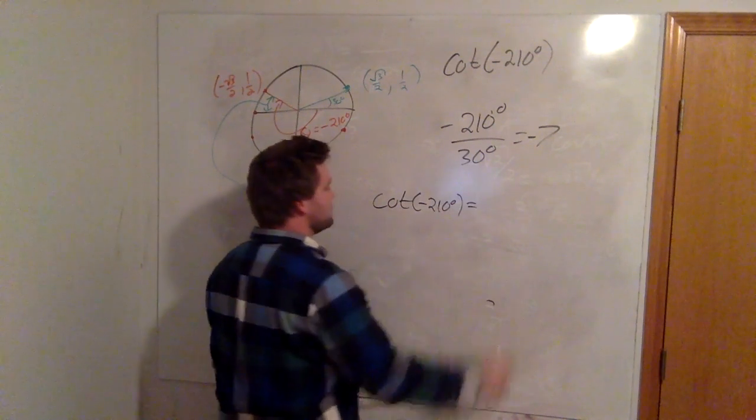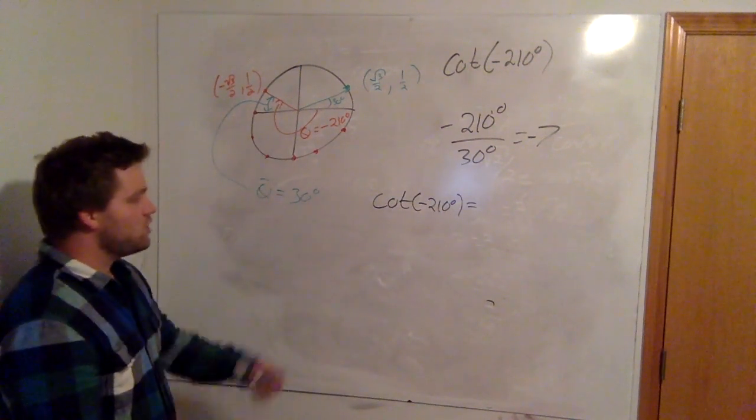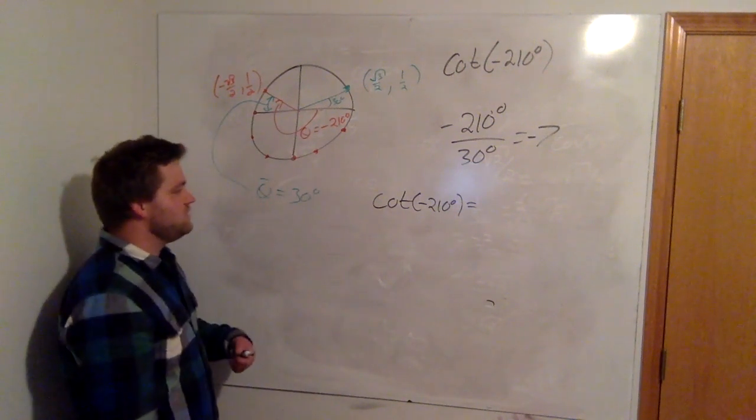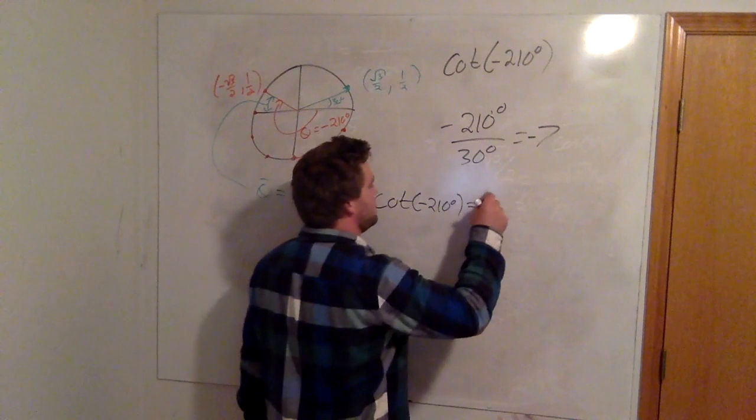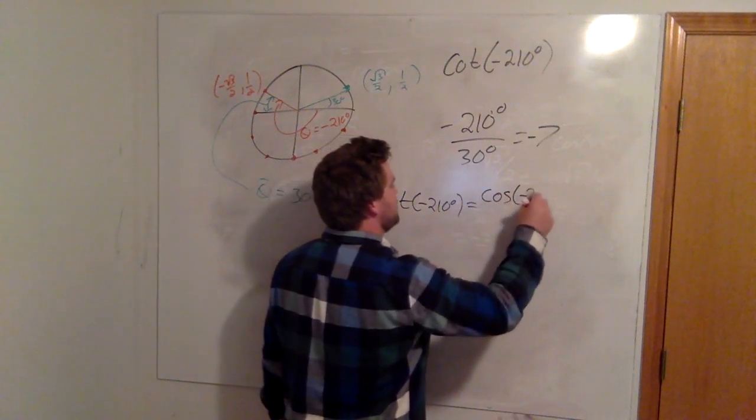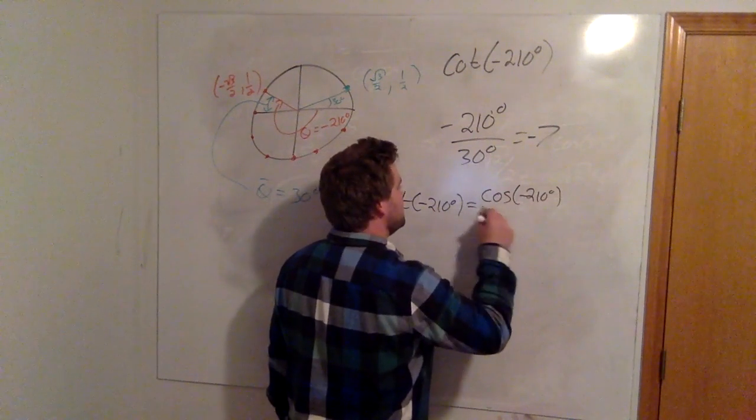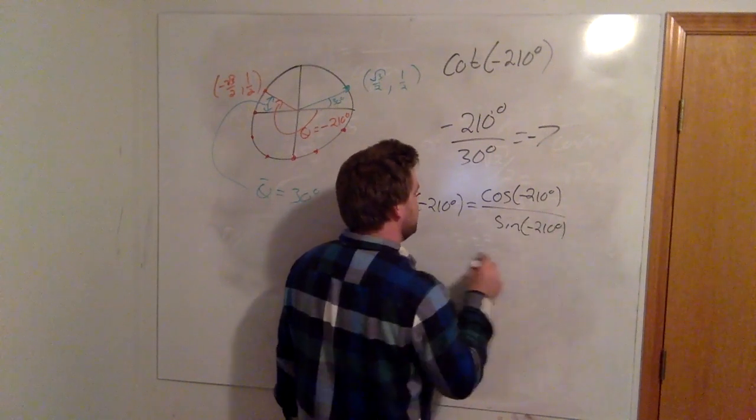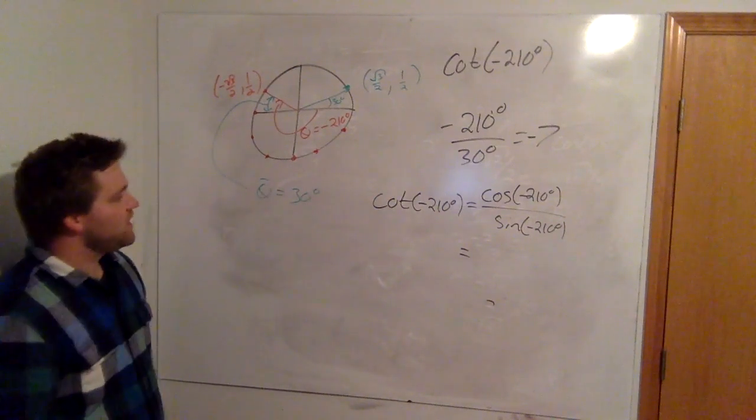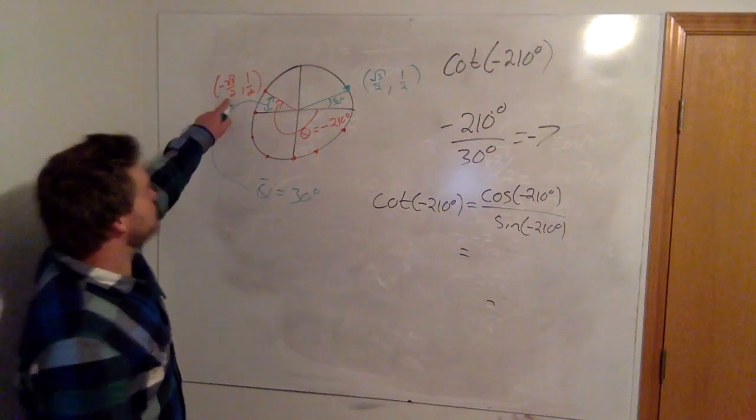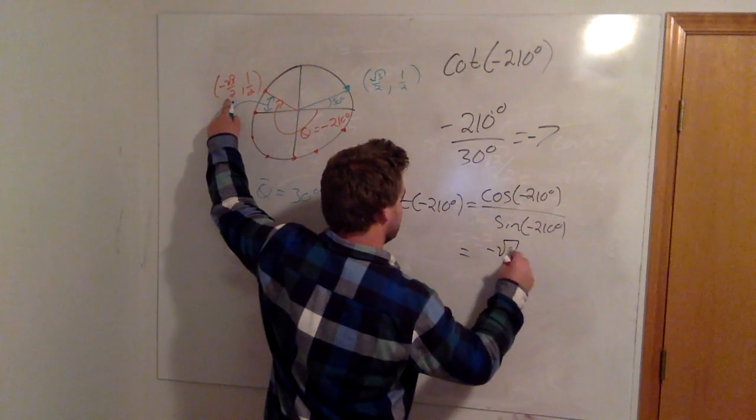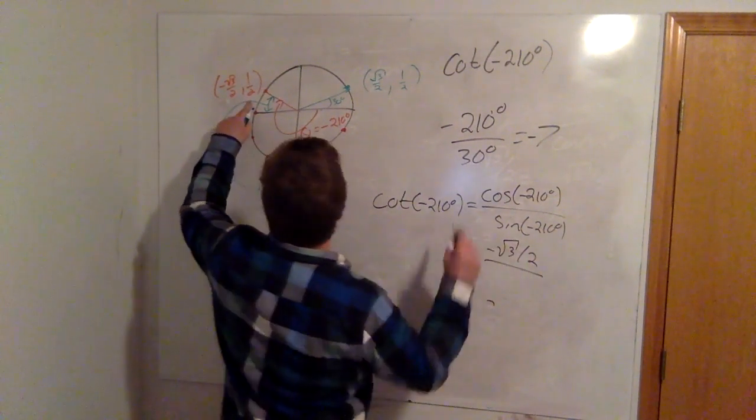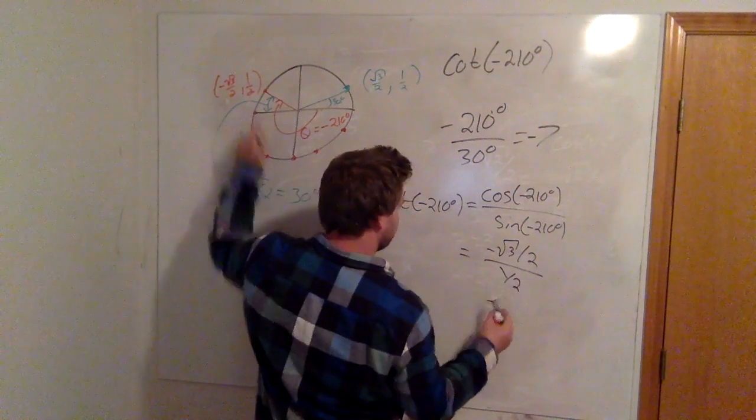Well, I'll just think about this in terms of sines and cosines. Let's recall that cotangent is a reciprocal of tangent. Tangent is sine over cosine, so cotangent must be cosine over sine. So this is cosine of negative 210 degrees all over sine of negative 210 degrees. Cosine of negative 210 degrees, that's the x coordinate, so this will be a negative root 3 over 2 all over the sine of negative 210 degrees, which is a 1/2.